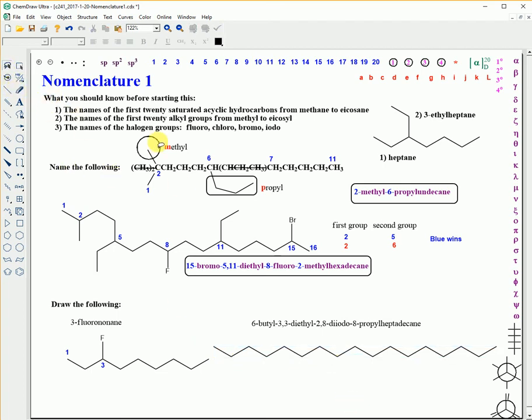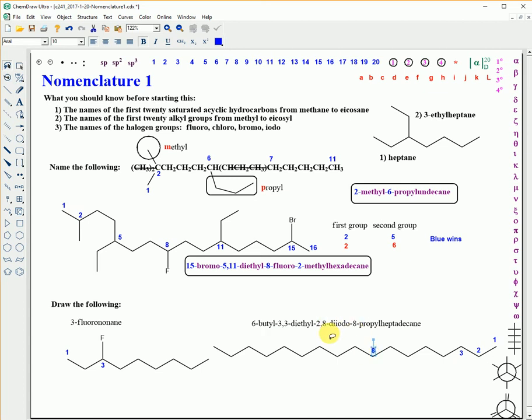Just for variety, I'll go right to left on this one. Got carbon 1 over there. I need a 2. I need 3s. 2 groups on 3. I need an 8. 4, 5, 6, 7, 8. Looks like I have 2 groups on 8 as well.